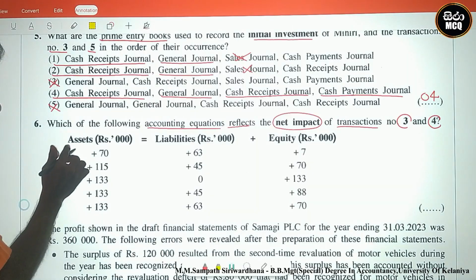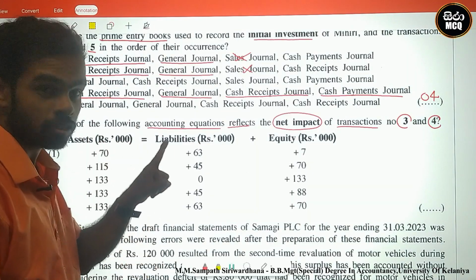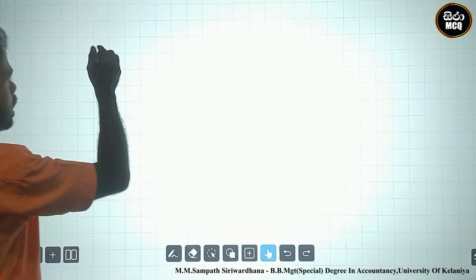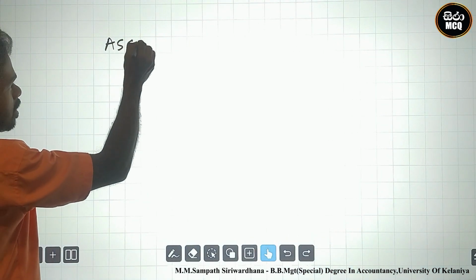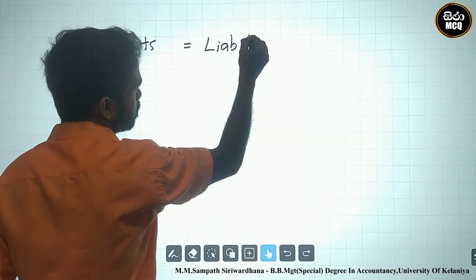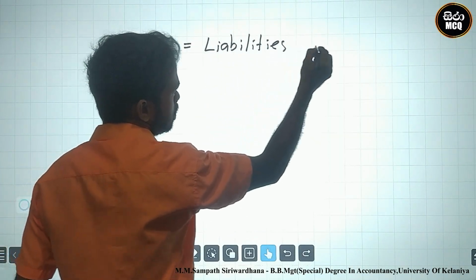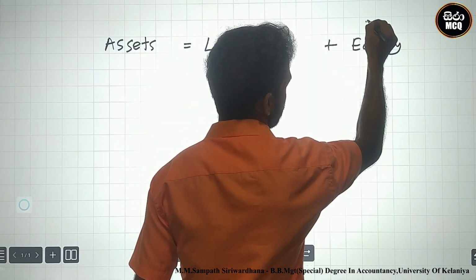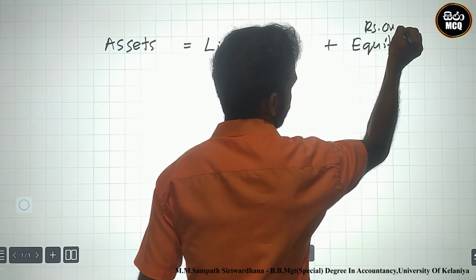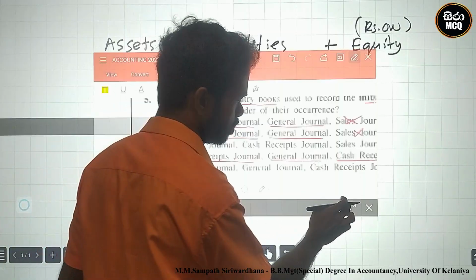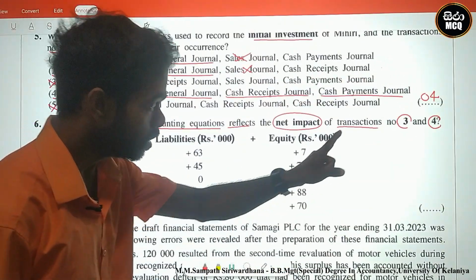Look here, the equation is assets equal liabilities plus equity. I create this equation: assets equal liabilities plus equity. I use thousands. Okay, we must identify only transactions number 3 and 4.